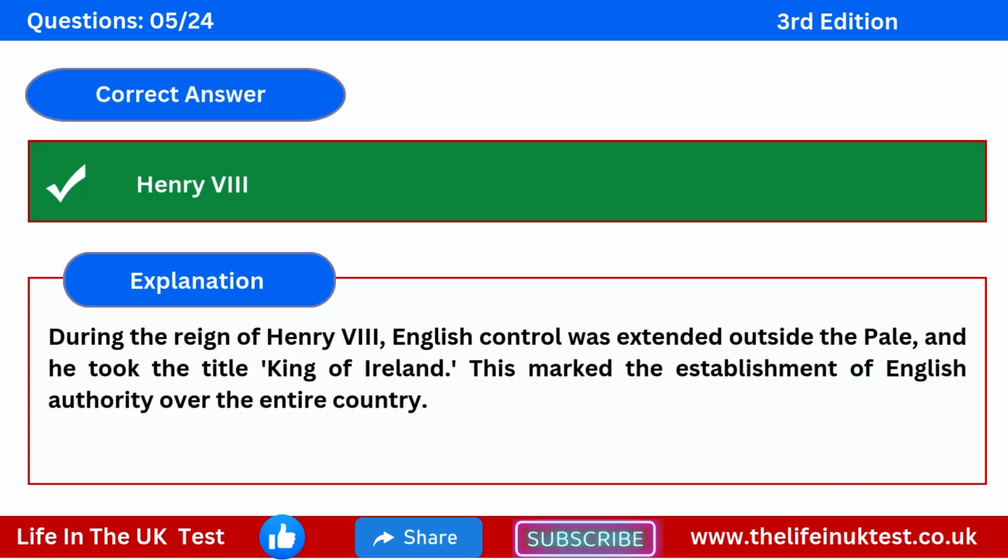The correct answer is Henry VIII. Explanation: During the reign of Henry VIII, English control was extended outside the Pale, and he took the title King of Ireland. This marked the establishment of English authority over the entire country.